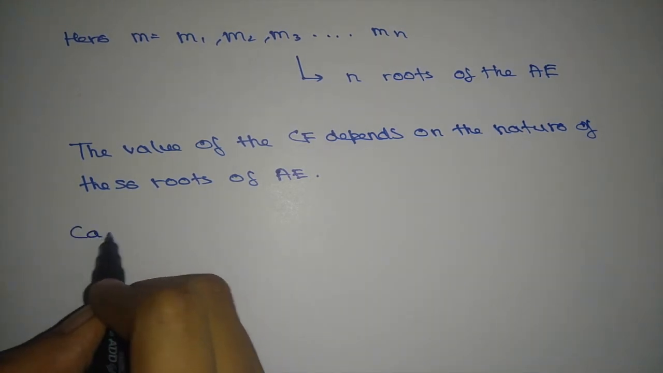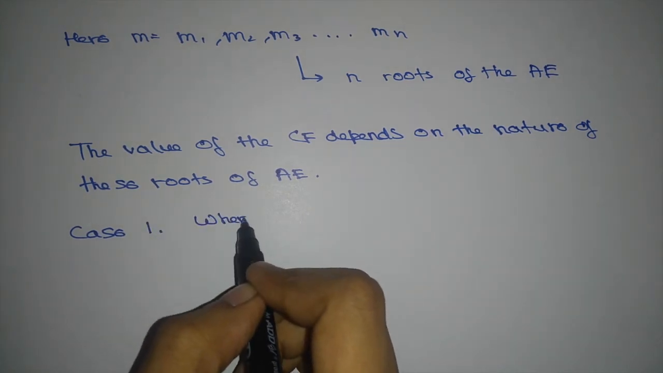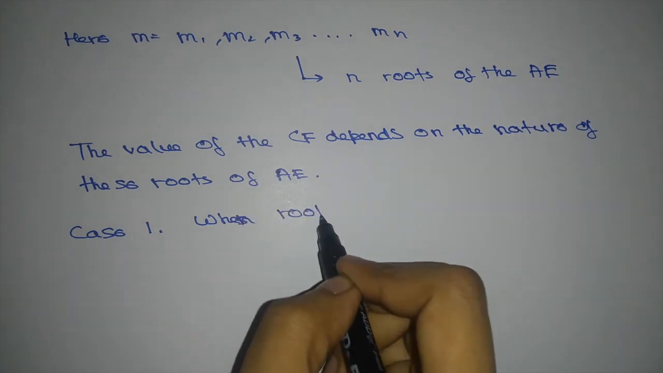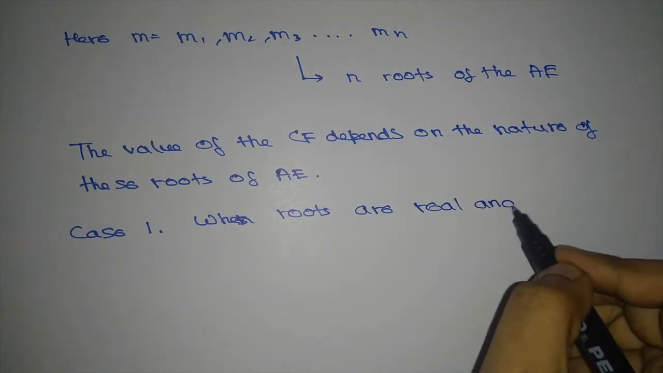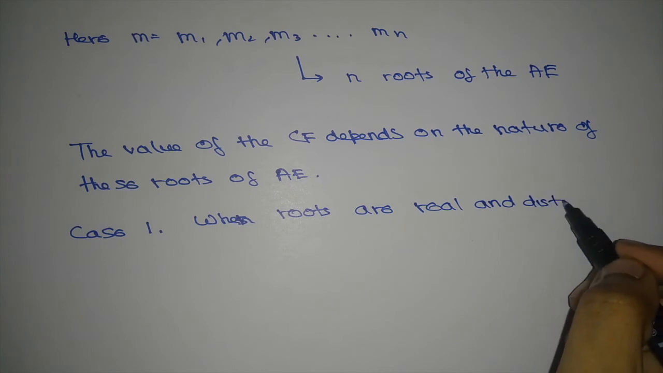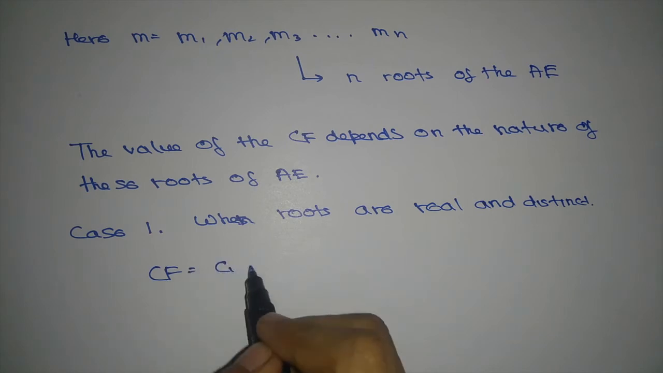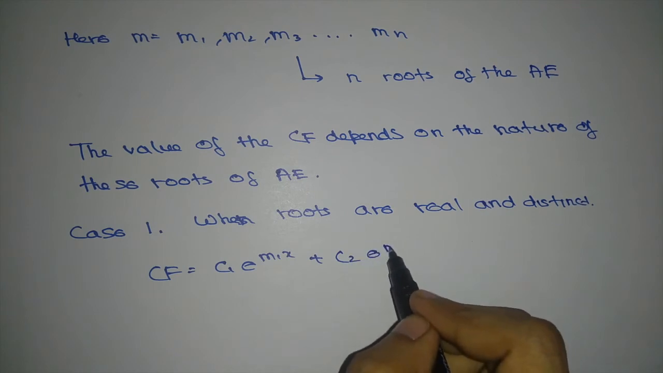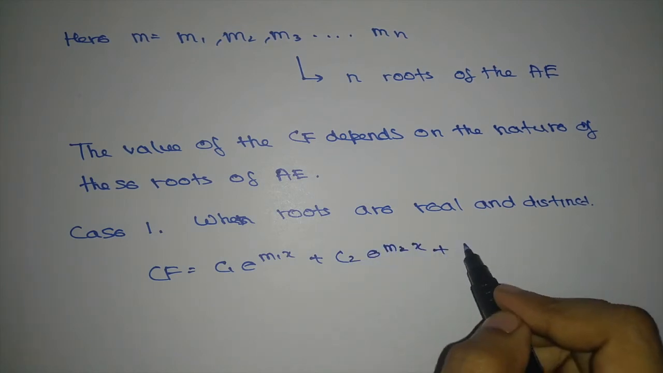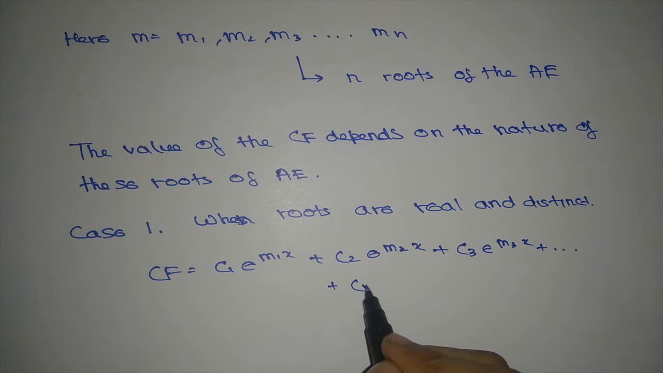So what are the cases? There is case 1, when all of these roots are real and distinct. That is, they have to be real and they have to be distinct from each other. Then our complementary function is given as c1 e to the power m1x plus c2 e to the power m2x plus c3 e to the power m3x, similarly, plus cn e to the power mnx.